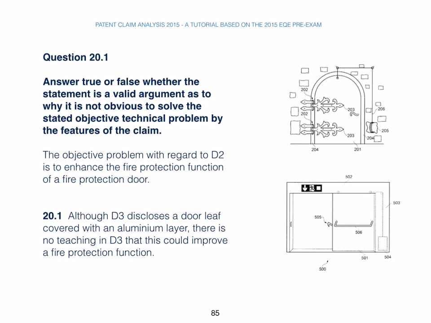Here is question 20.1 and the given objective problem. Answer true or false whether the statement is a valid argument as to why it is not obvious to solve the stated objective technical problem by the features of the claim. The objective problem with regard to D2 is to enhance the fire protection function of a fire protection door.